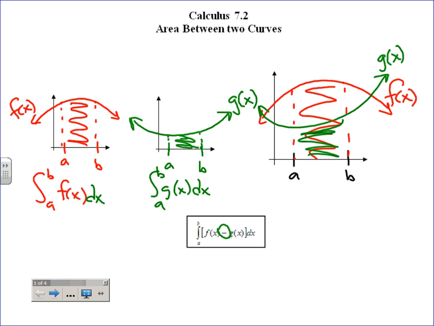Okay. So what some people have said in the past is take the top one minus the bottom one. Could you see why they would say that? Because this red one is on top and the green one's on the bottom. But what you might want to say is take the one that's furthest from the x-axis and subtract from it the one that's closer. Because if you actually do subtract it out, you're basically just taking all of this away, which leaves you with the stuff in between, which is exactly what we want. Okay? And so that's why this formula is right here.